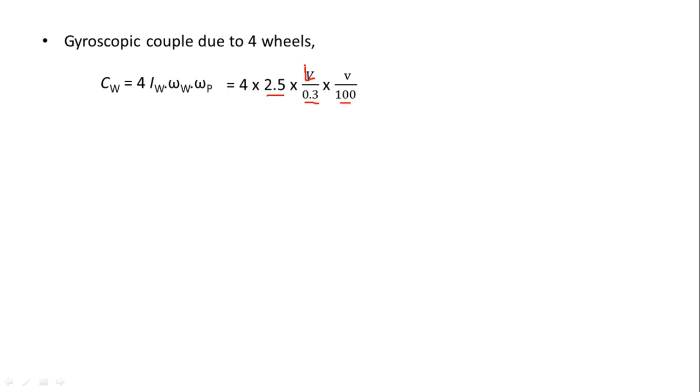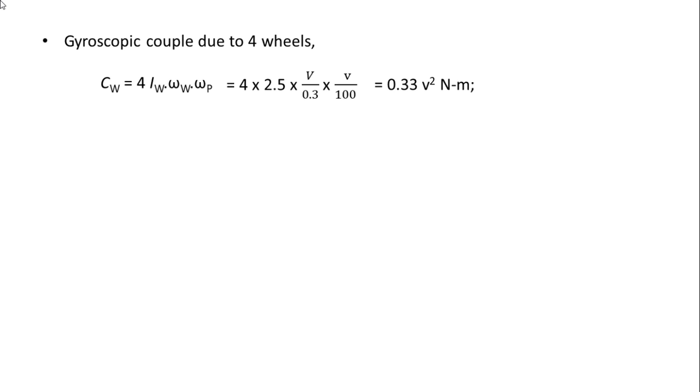If you know this, you can put the answer here directly. Otherwise, keep the V as it is. Now you solve this. So you will get 0.33 V square Newton meter as the couple due to gyroscopic, of all the four wheels put together.